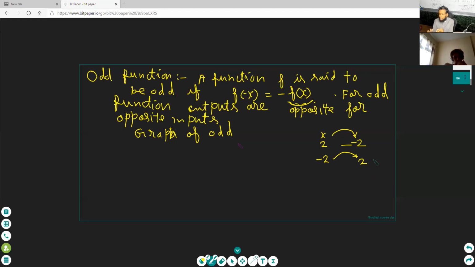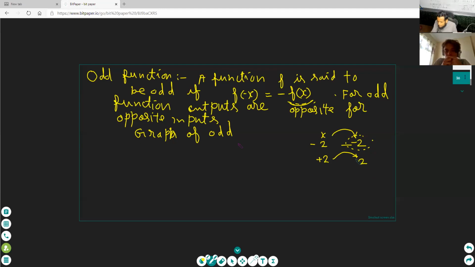In an odd function, for -2 you get the negative of the output for the positive input. If this is the output for a positive value, then for the negative value it will be the opposite. If I change the sign, our output will be the negative of the previous output. Clear?